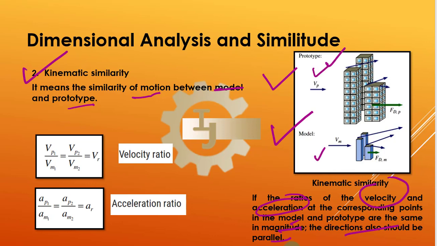Here you can see a prototype and this is the model. Here the velocity of the prototype is Vp and the velocity for the model is Vm. If such a condition exists that Vp1 by Vm1 equals Vp2 by Vm2 equals Vr, this is known as the velocity ratio. So here is a similarity between the model and the prototype, and also if the acceleration ratio is the same, such as Ap1 by Am1 equals Ap2 by Am2 equals Ar, this is known as the acceleration ratio. If such conditions exist, we can say the model and the prototype are in kinematic similarity, that is, similarity in velocity and similarity in acceleration.